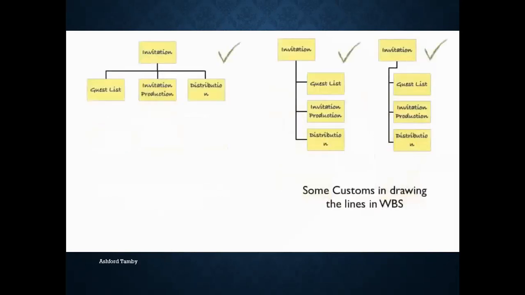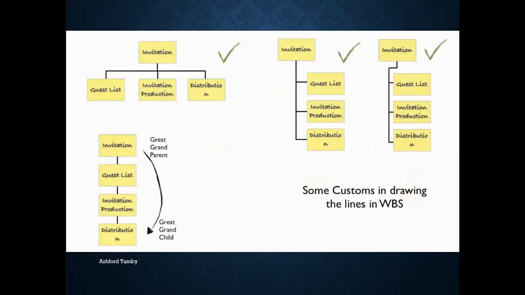In any case, you cannot draw the line like this, because it means that guest list is the child component of invitation. The invitation production is the child component of guest list, and then the distribution is the child component of the invitation production. In other words, component invitation is the great-grandfather of component distribution.